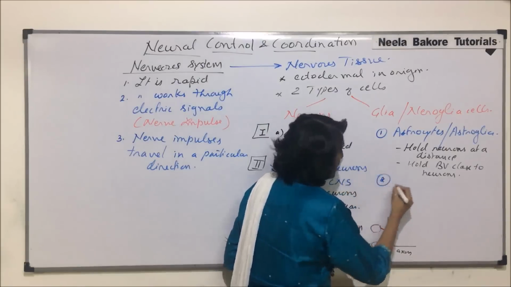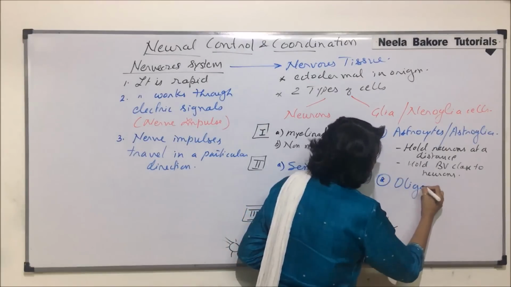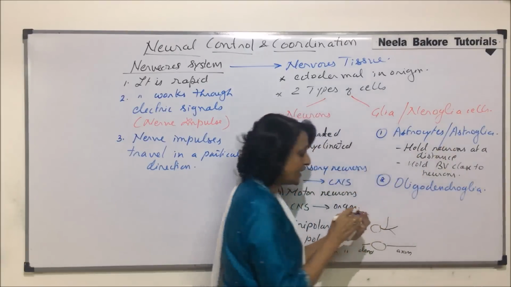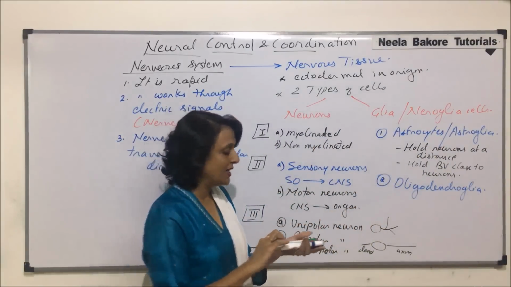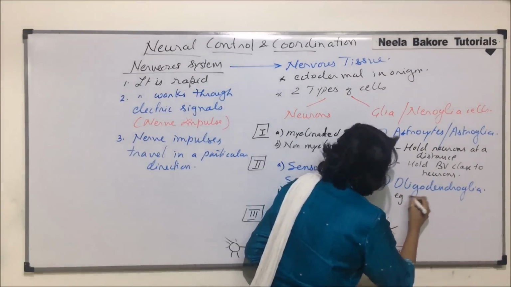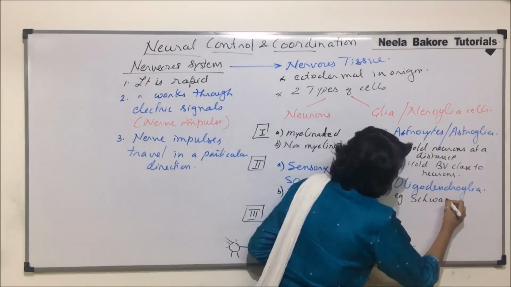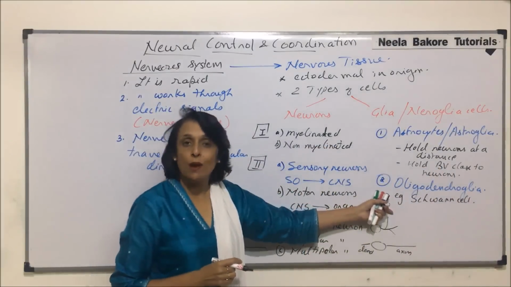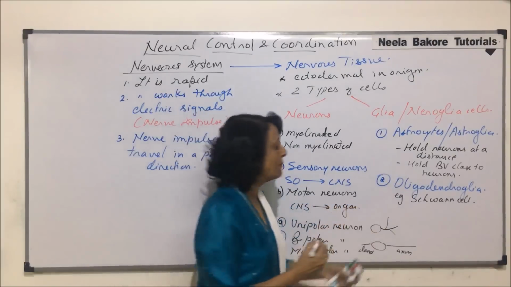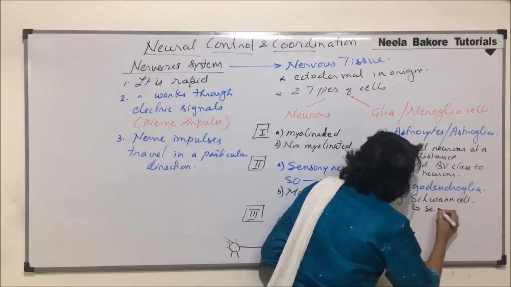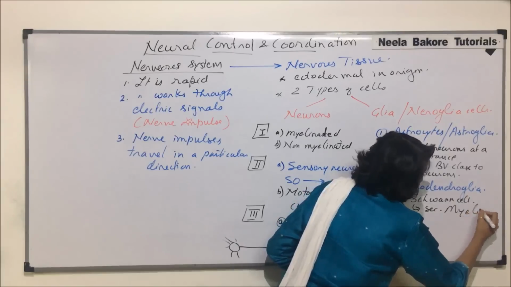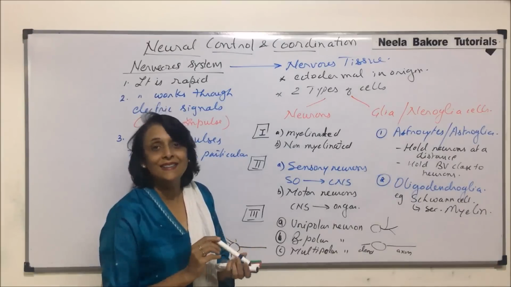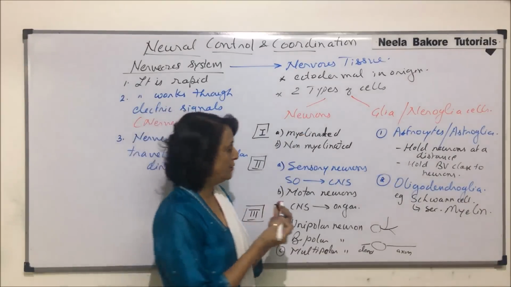The second are known as oligodendroglia cells. One example of this oligodendroglia cell is Schwann cell. In the diagram of neuron, we label this Schwann cell. This is the one which secretes myelin. It secretes myelin, which makes that insulating layer on the myelinated axon or nerves.